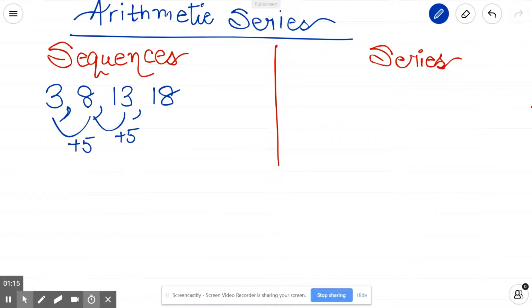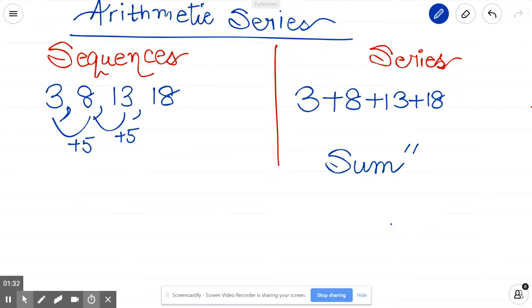Whereas when they talk about series, they will add a plus sign in the middle. So it'll be 3 plus 8 plus 13 plus 18, or they may be asking you a question about the sum of this series. So they won't use the word sequence then. So series indicates sum. That's the important meaning of it. And sequences indicate a list of numbers.